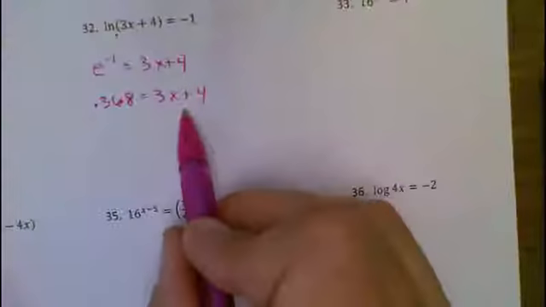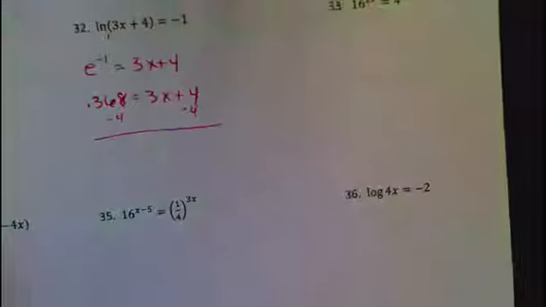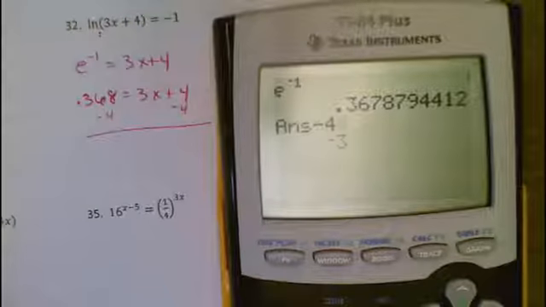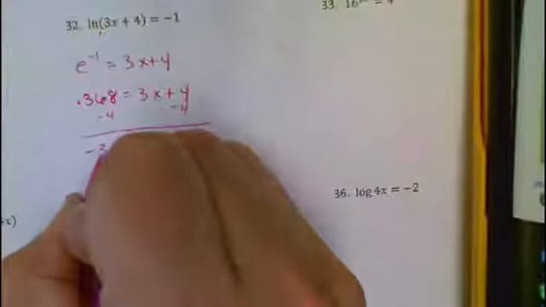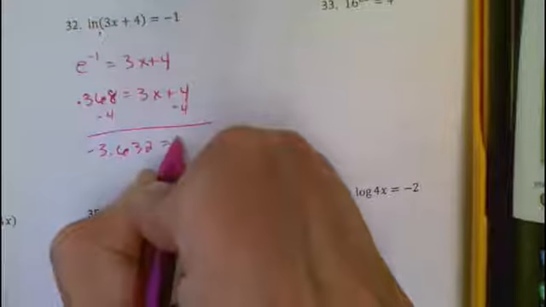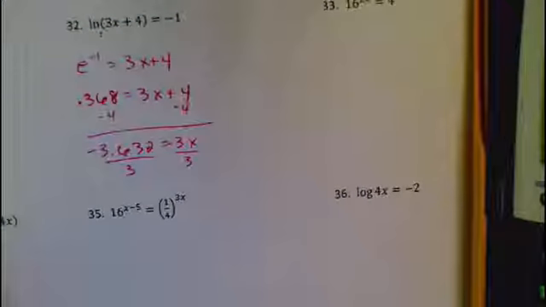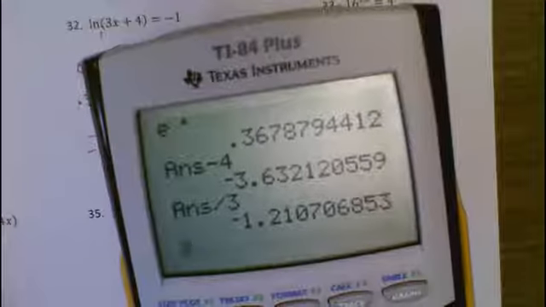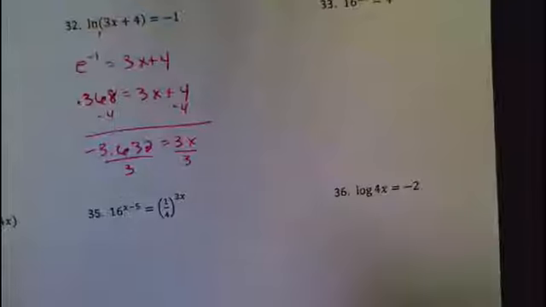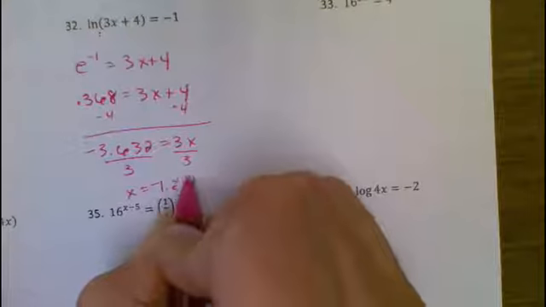To solve for x, I need to subtract 4. So on my calculator, I will subtract 4, 0.368 minus 4, negative 3.632, and then I'm going to divide by 3. I get divided by 3 on my calculator, and I get negative 1.211.